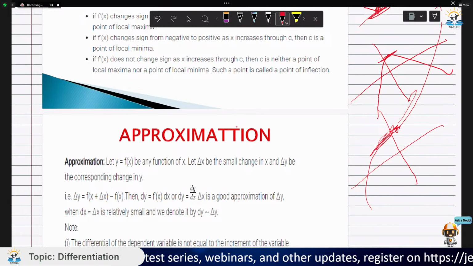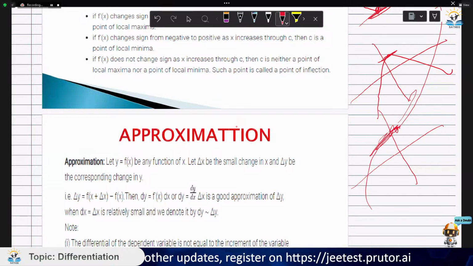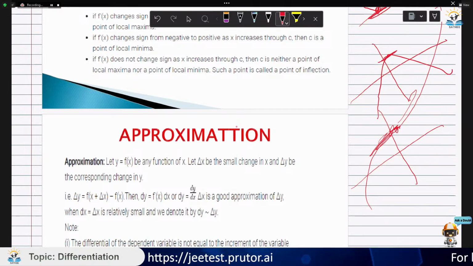Let's do some PYQs if possible. Okay, so the first question that we have here is a function f(x) that is (e to the power 2x minus 1) upon (e to the power 2x plus 1), and we have to find whether the function is increasing or decreasing. It's very easy.